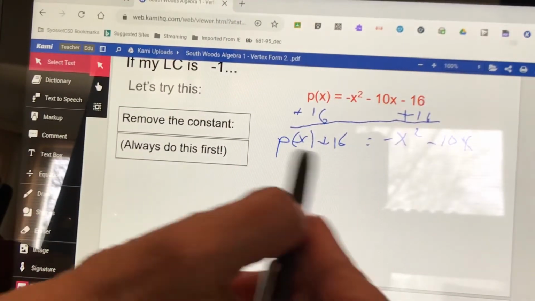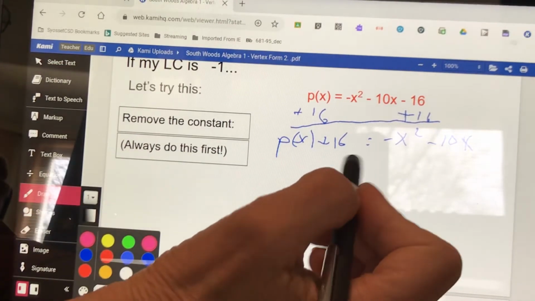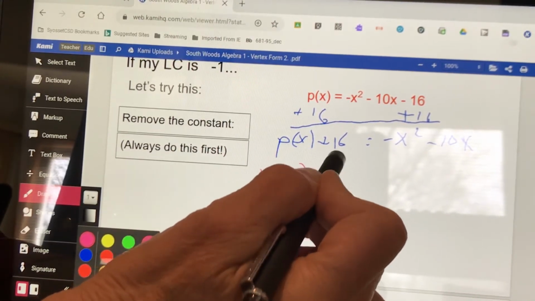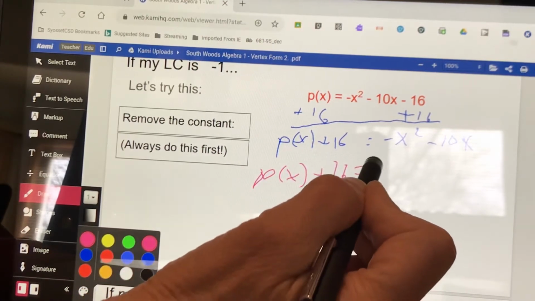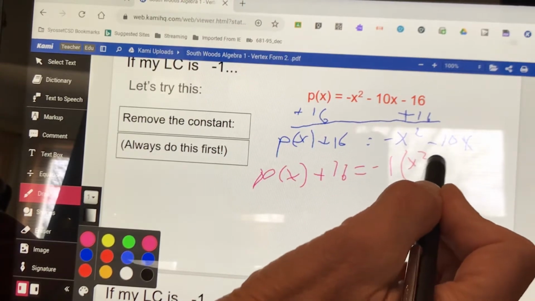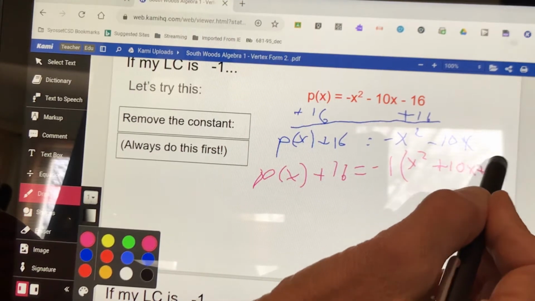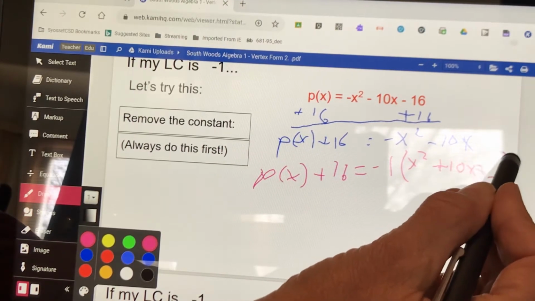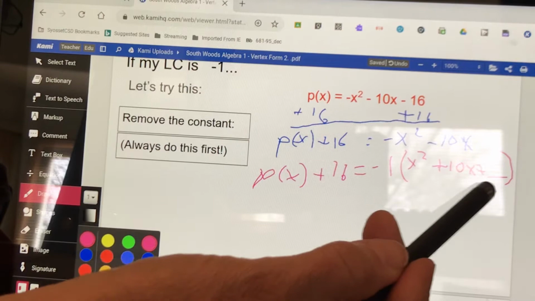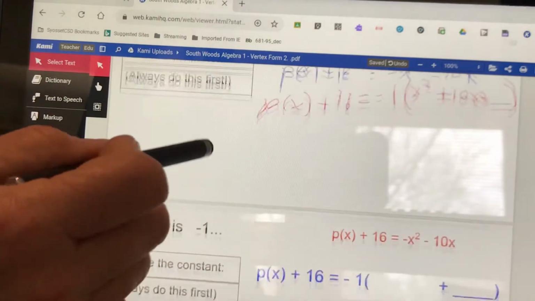So if I have a -x squared, I need to factor out a -1. So I'll leave this p of x plus 16 equals -1 times x squared. This time it's plus 10x. I have to change both signs. And now I'm going to add my blank within the parentheses, close the parentheses. So that coefficient of -1 is going to get multiplied by all three terms in the trinomial. I'll show you a neater version of that on the next slide.